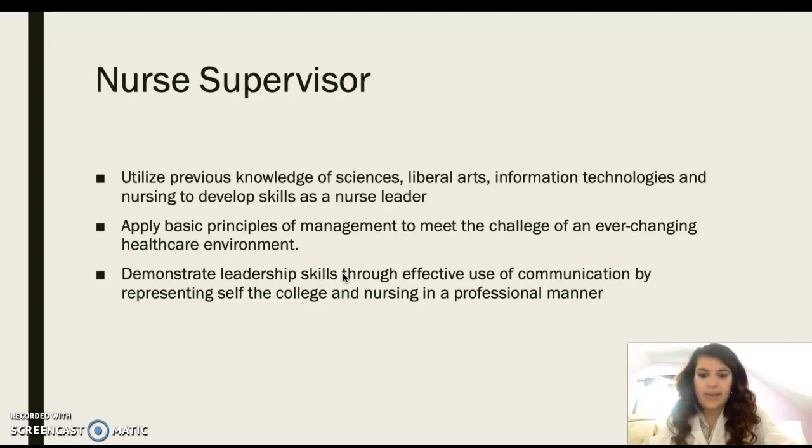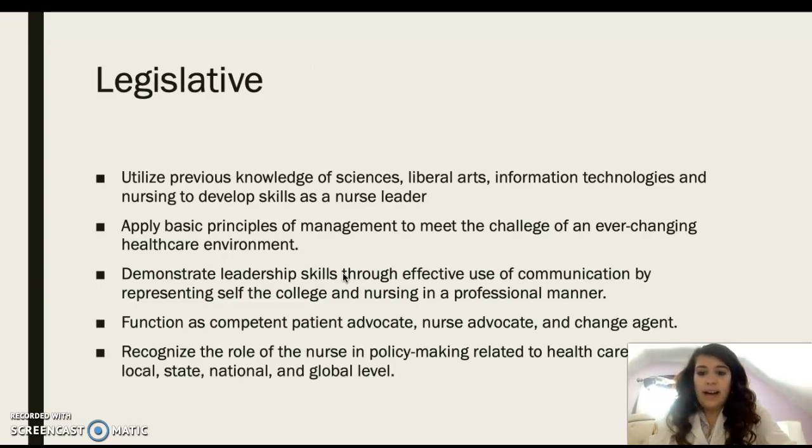So I think this case study was definitely a great way to meet these objectives, because it is something that the nurse supervisor would do when, unfortunately, something like that does happen and it needs to be broken down and you need to see what went wrong. So that's the nurse supervisor's job. So the next thing I did was the political legislative.